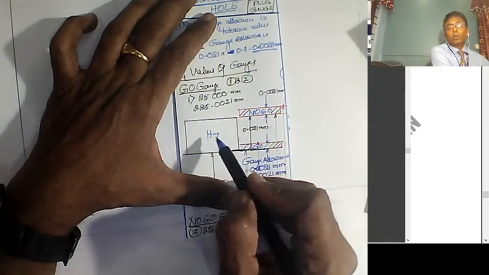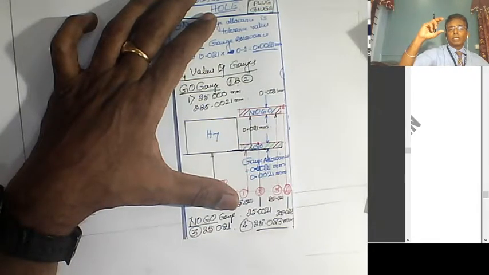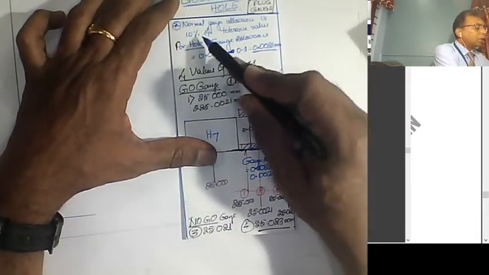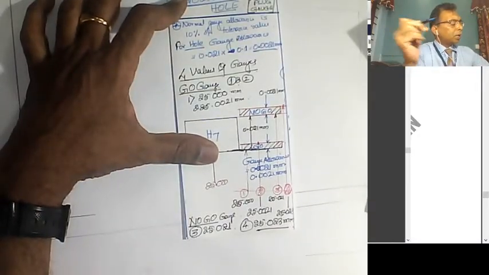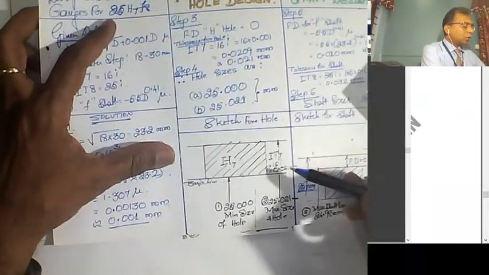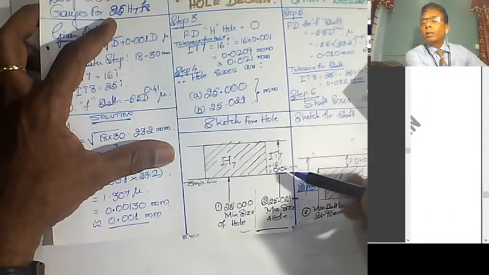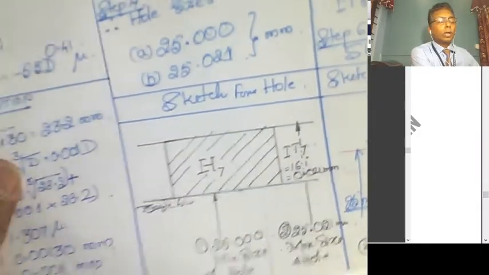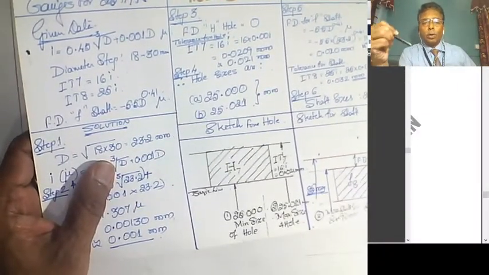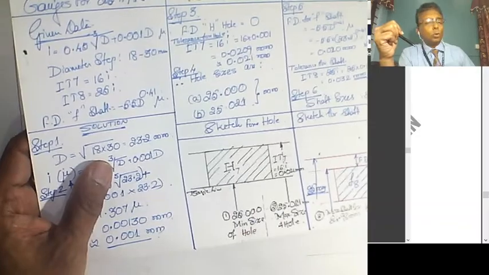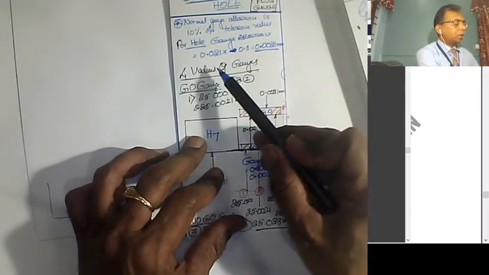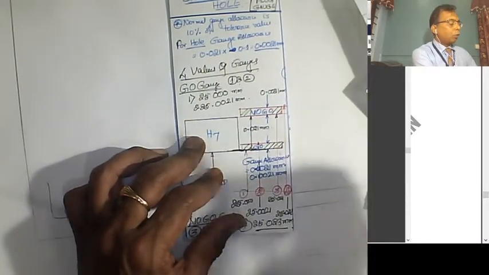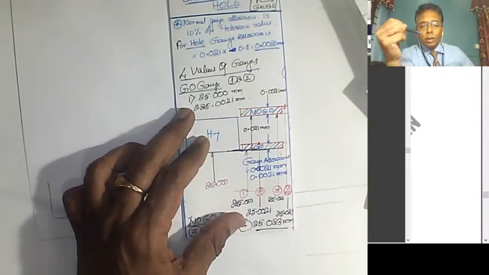That is, for a hole we need to design the plug gauges, right? So go plug gauge and no go plug gauge. All we need to do is first find out the 10% gauge allowance, which is 10% of the tolerance value. The tolerance value for the hole is 0.021 mm. That means the wear allowance for go and no go gauge with respect to the hole is 0.021 multiplied by 0.1, that is 0.0021 mm.